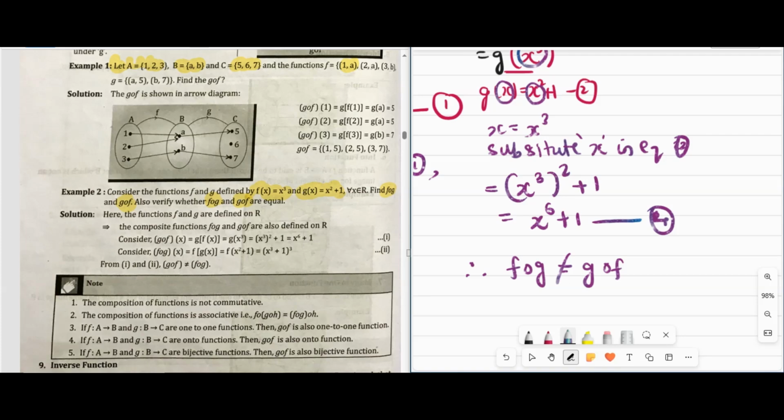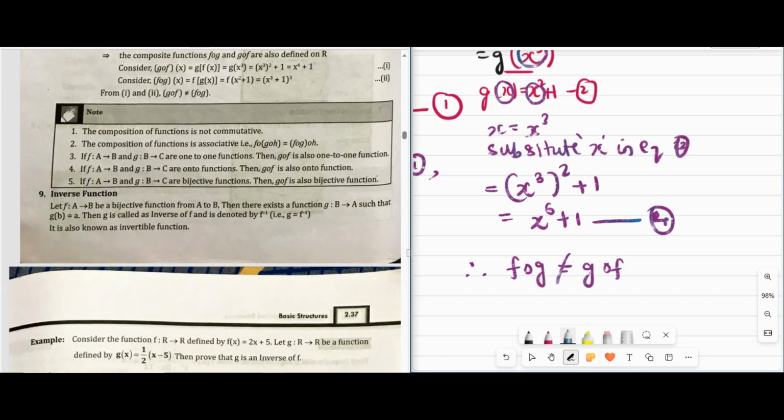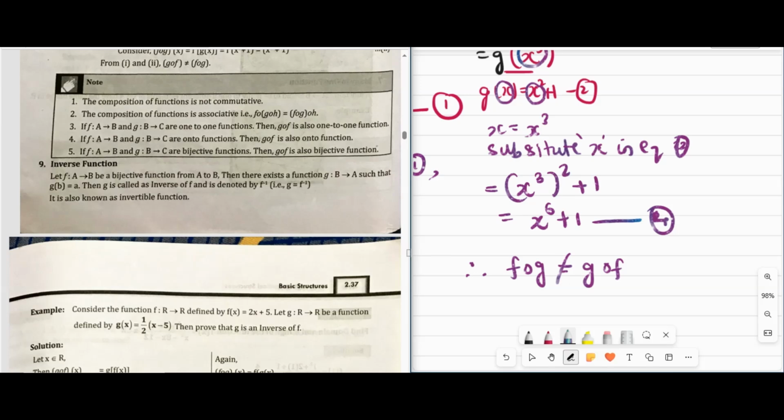Okay, so now moving on, we have some properties to note. Here the composite function is not commutative. F o G is not equal to G o F, so it is not a commutative property. Composite function is associative. F of g of h can be equal to f of g of h grouped either way. The associative property holds good for composite functions, but the commutative property does not hold good.